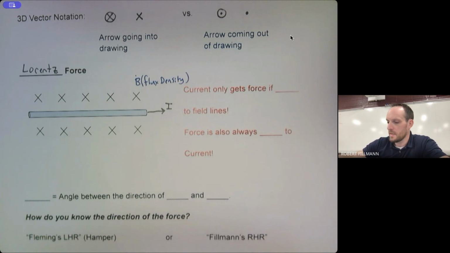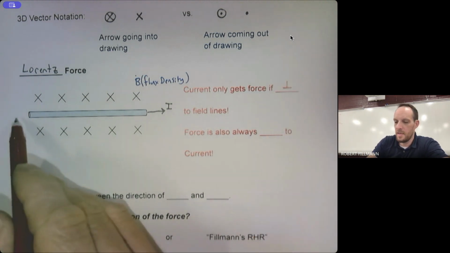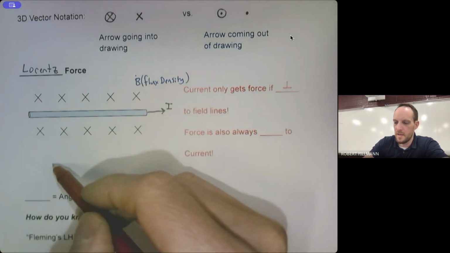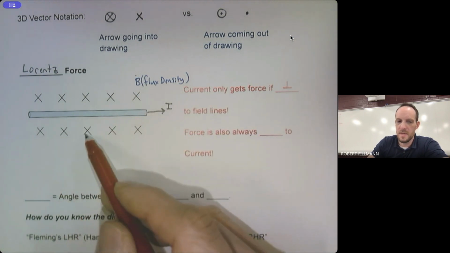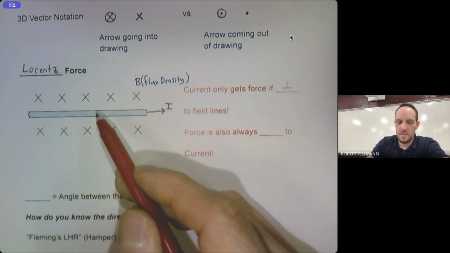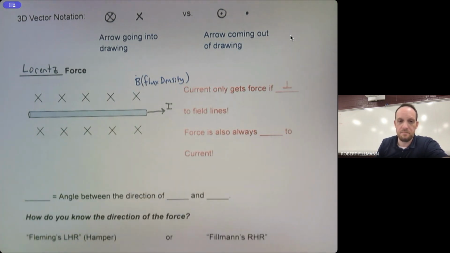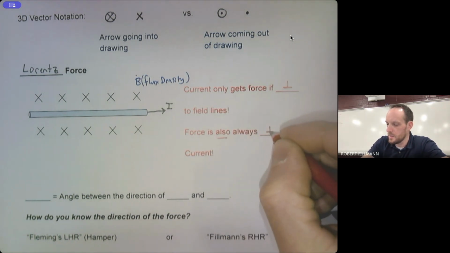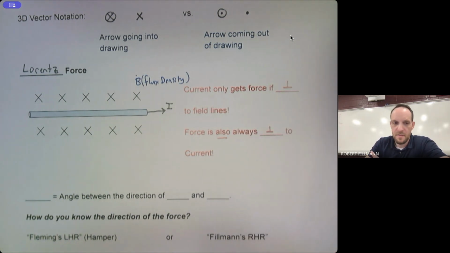A couple of things to recognize is that the current only gets the force if it is perpendicular to the field lines. Since the field lines point into the diagram, anything that's in the plane of the paper, whether it's to the right or upward or to the left or even at some angle on the paper, is going to be perpendicular to something that points into the page. On the other hand, if my wire went in and out of the page, then it would be parallel and it wouldn't get a force at all. Only when charge cuts perpendicularly across a magnetic field. The force is also always perpendicular to the current. And we'll talk about that. There's a right-hand rule to figure out the direction of the force.